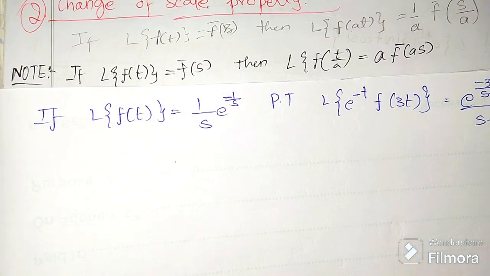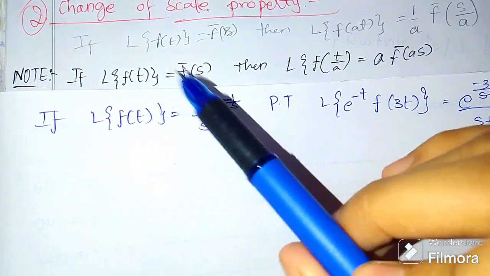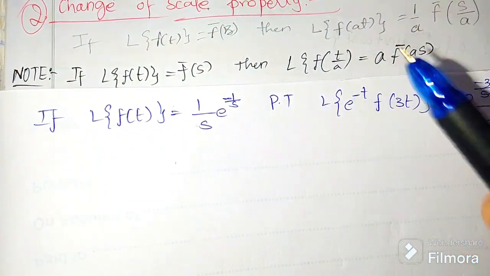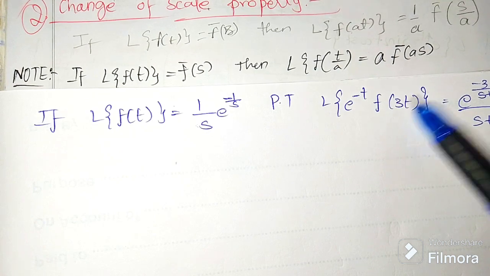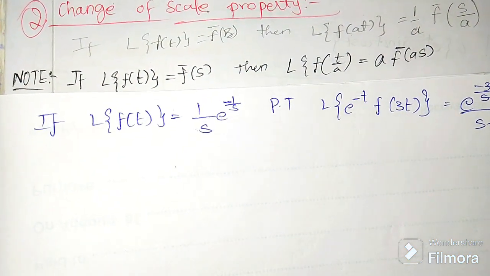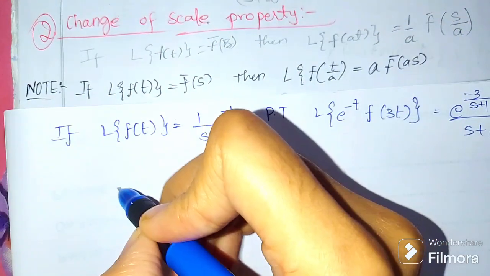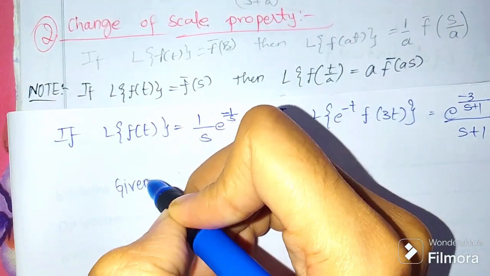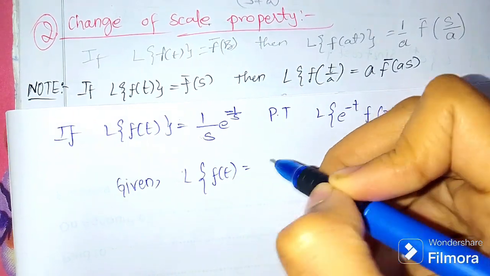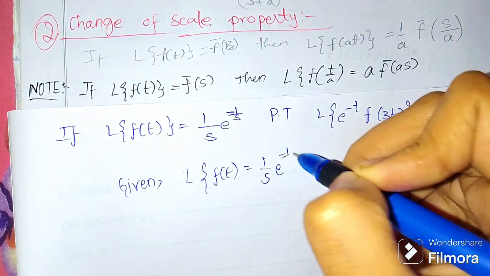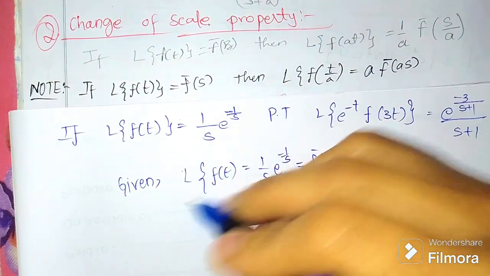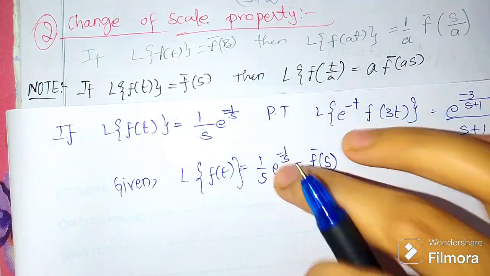So see this question. If Laplace of this function is this, then we have to prove the Laplace of the function multiplied with 3. See, t is multiplied with 3 here. First, given that Laplace of f of t is 1 by s e power minus 1 by s, which is nothing but f bar of s, right? Laplace of f of t is f bar of s, which is nothing but this.